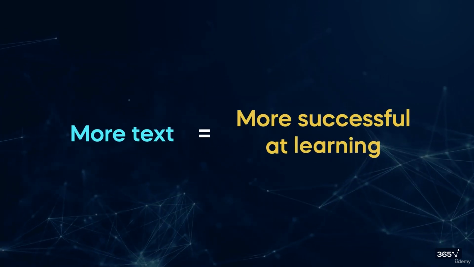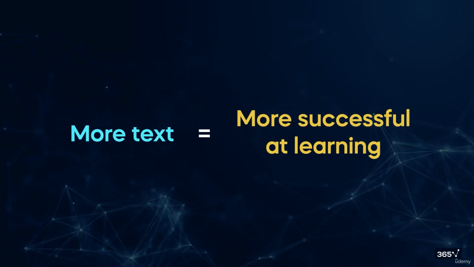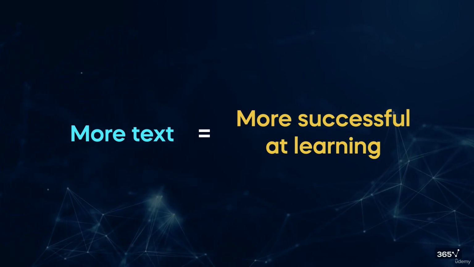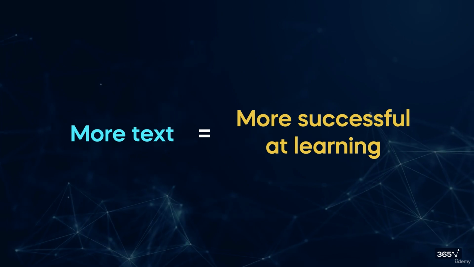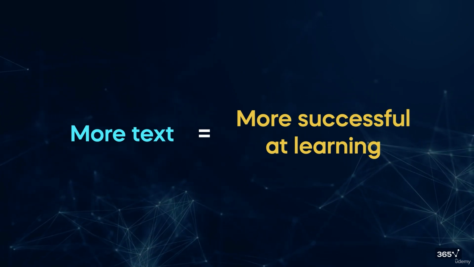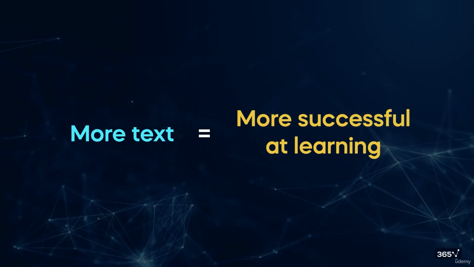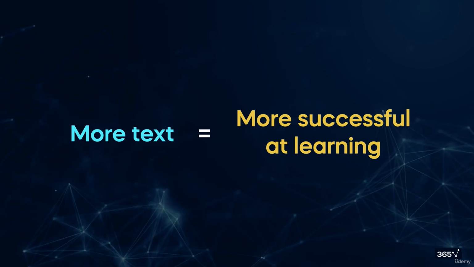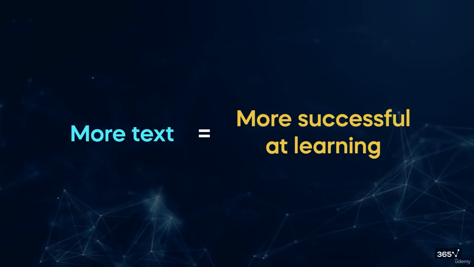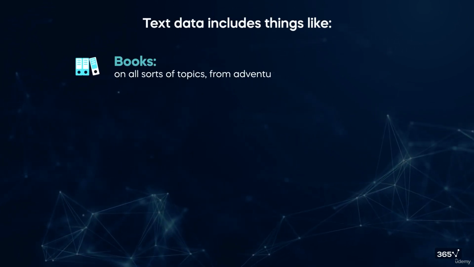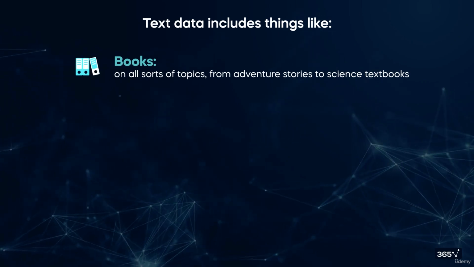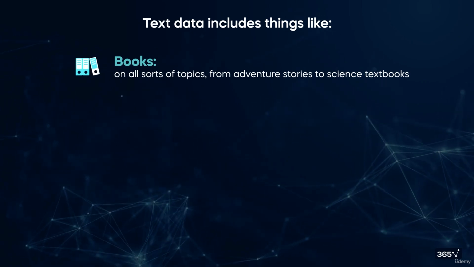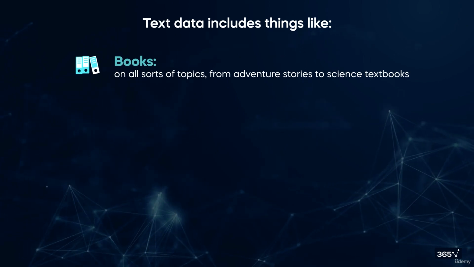The more text a machine is given to read, arguably the more successful it's going to be at learning the complexities of language. So, LLMs are trained on massive amounts of text data from the internet. It's like they read the entire internet itself, but just really, really fast. This text data includes things like books, so large language models will read tons of books on all sorts of topics, from adventure stories to science textbooks.